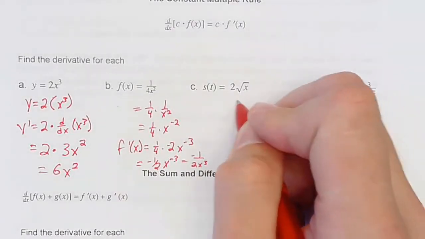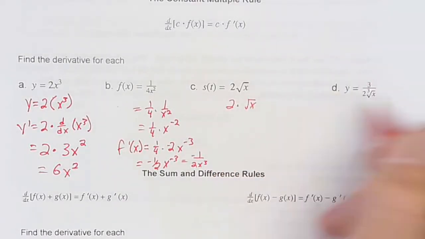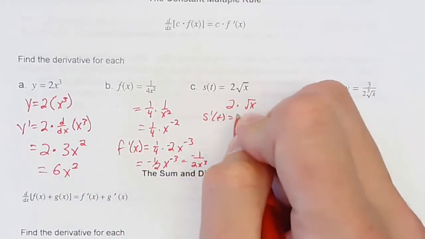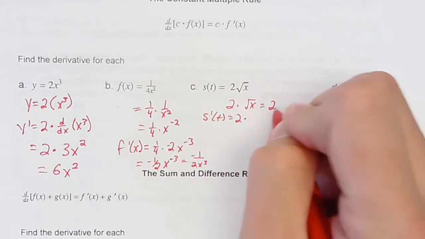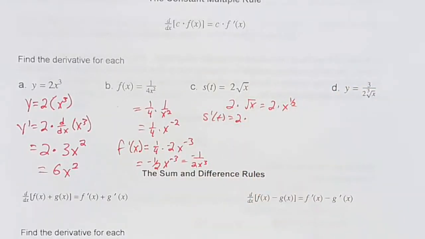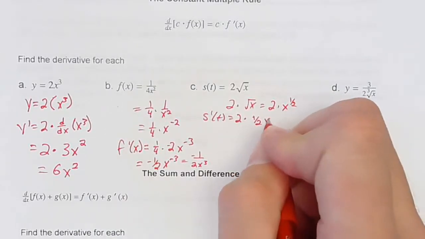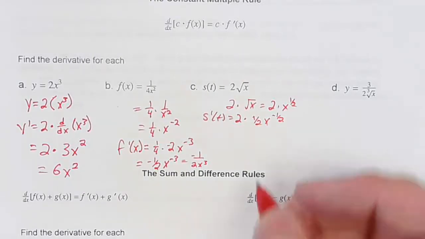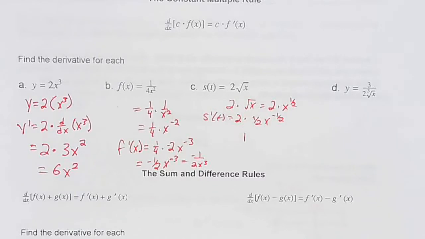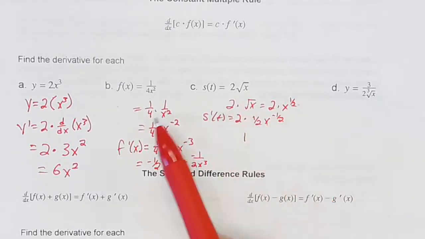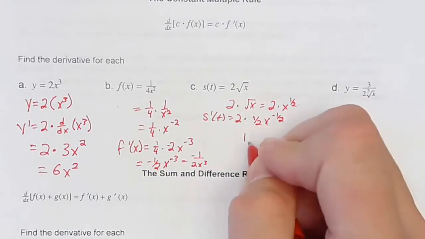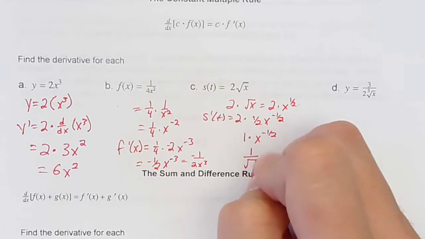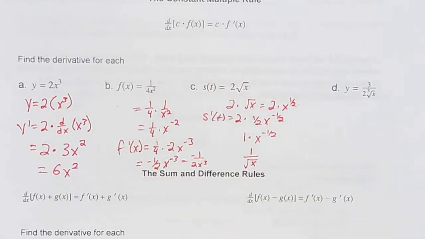This one right here is 2 times square root x. When I take the derivative, I'm going to do 2 times, by the way, 2 times x to the 1/2, right? So 2 times 1/2 x to the negative 1/2. Now, 2 times 1/2 is 1. Positive 1 this time because we had a positive 1/2 to begin with. Here we had a negative number. Times x to the negative 1/2, which is 1 over square root x. That's what my derivative is for C.